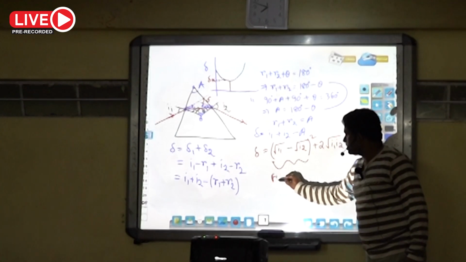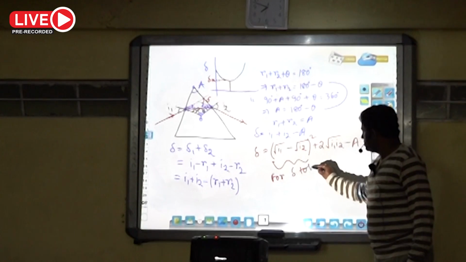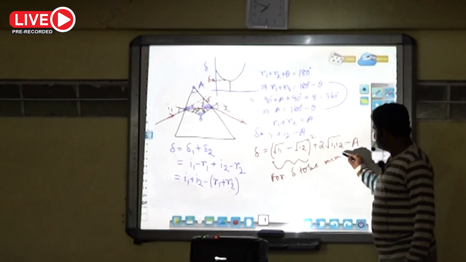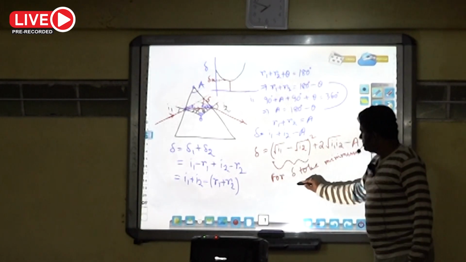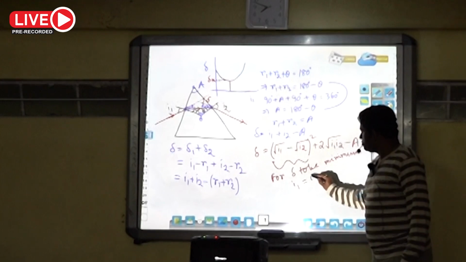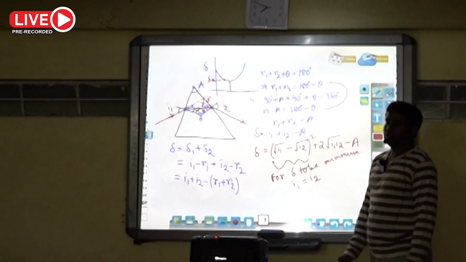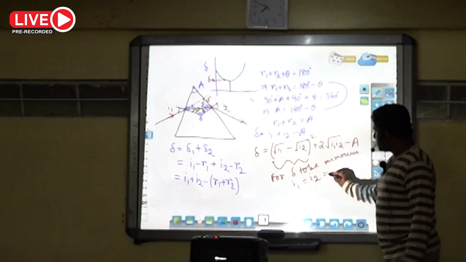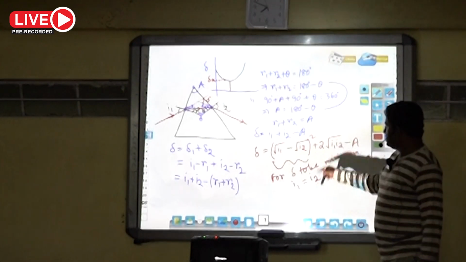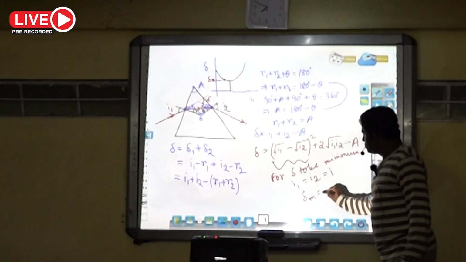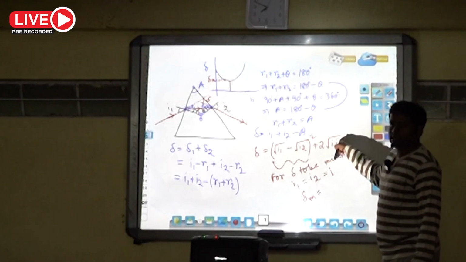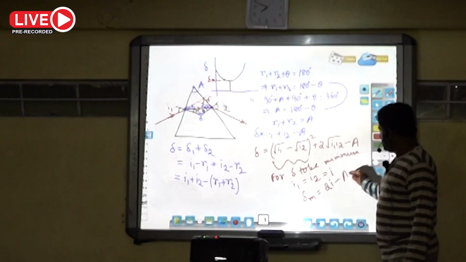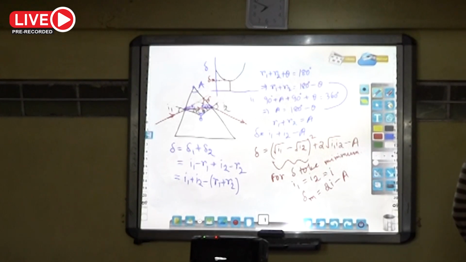So for delta to be minimum, this I1 should be equal to I2. If you get this whole square term equal to 0, then root I1 equal to root I2, meaning I1 equal to I2. And in that situation, I can write both these angles equal to I. Then from this formula, delta minimum equals, this term is 0, this is 2 root I square, meaning 2I minus A. That is the formula for minimum deviation. Delta M equals 2I minus A.